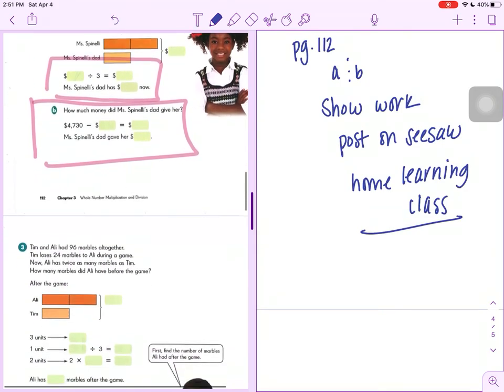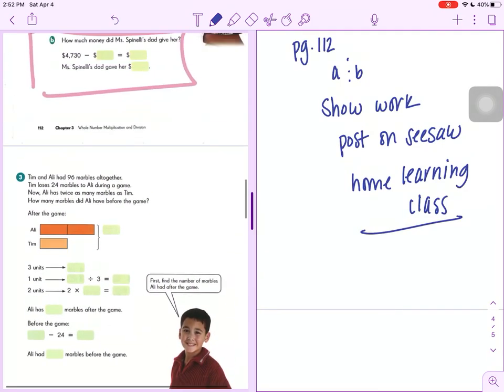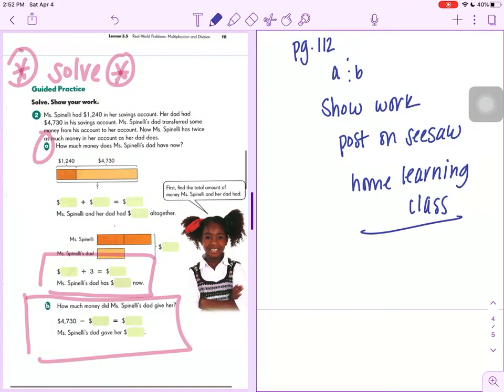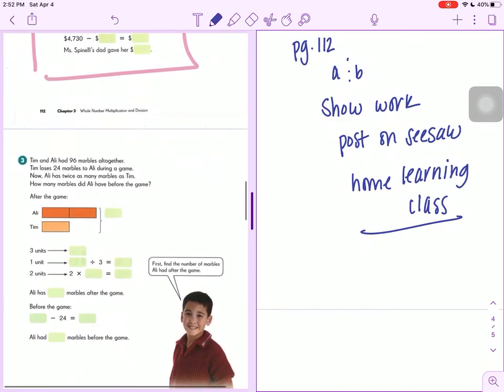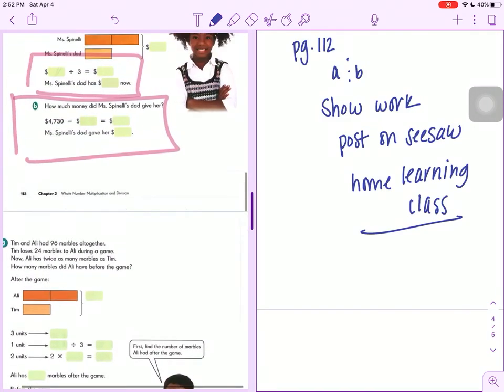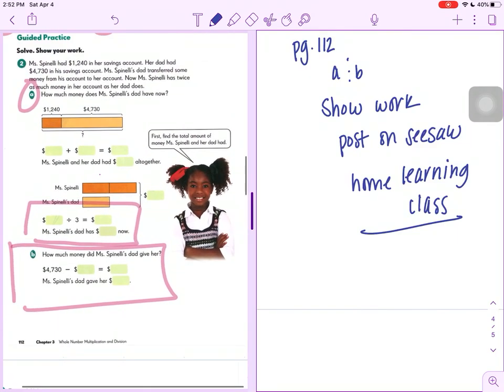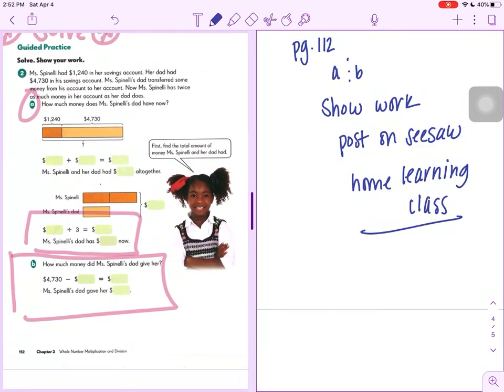And then we will meet again tomorrow. And we will do more real world problems in this same lesson. So don't dance away from this page. We'll come back to this page tomorrow. So keep it in Notability.